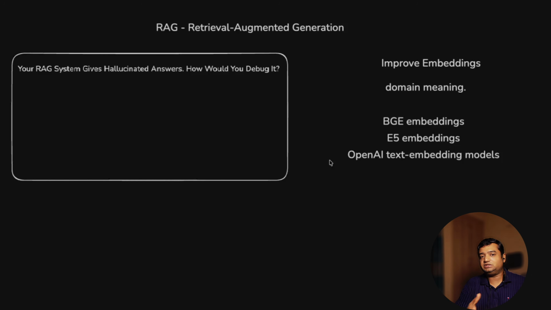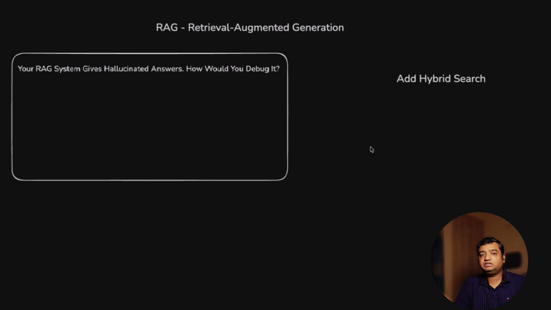If you have external information in a vector database for a specific domain, then we need to go for a domain specific model. There are a few embedding models like BGE embeddings, E5 embeddings, OpenText, and multiple others. If you Google it, you will get the embedding model based on the domain. Whatever domain your application is in, accordingly you can select that embedding model and improve your embedding. Next thing you can do is add hybrid search.